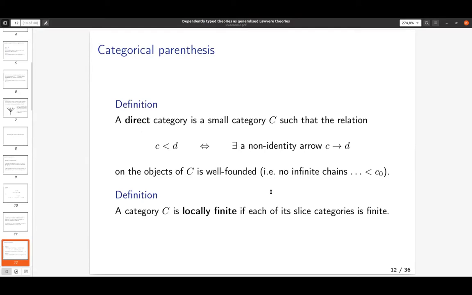So here I'm going to open a small parenthesis to give some terminology. A small category is direct, and this is a standard definition, if it has no infinite descending chains of non-identity morphisms. Descending in this sense: C is related to D if there's a non-identity arrow from C to D. And a category is locally finite if each of its slice categories is finite.